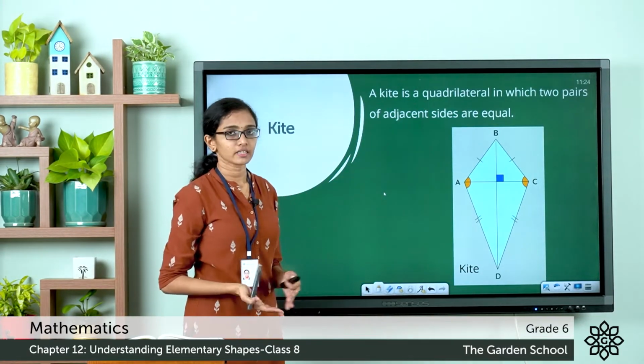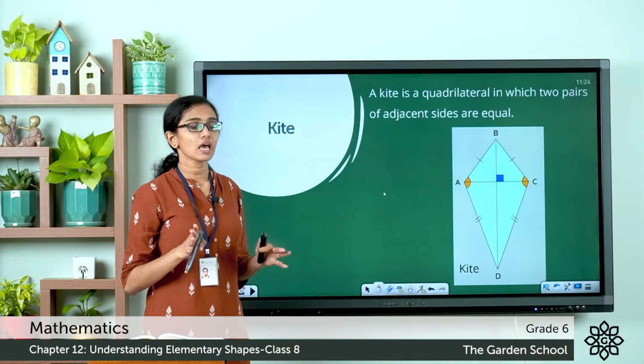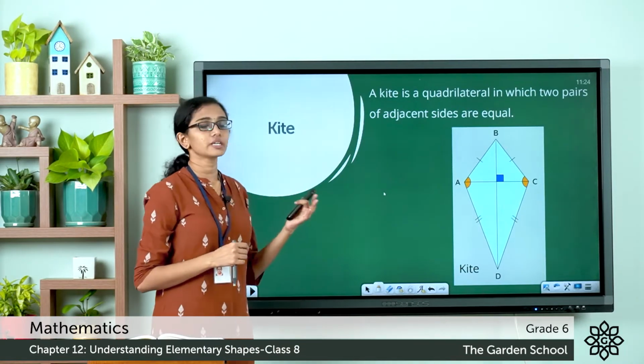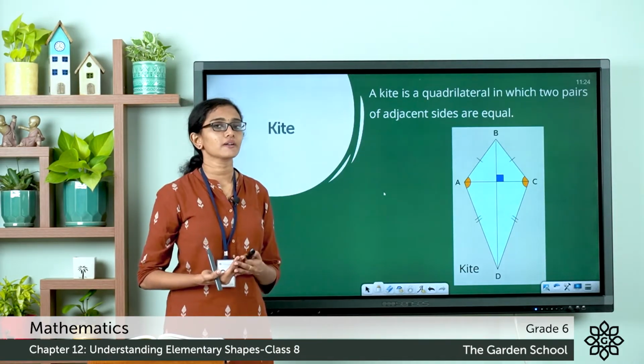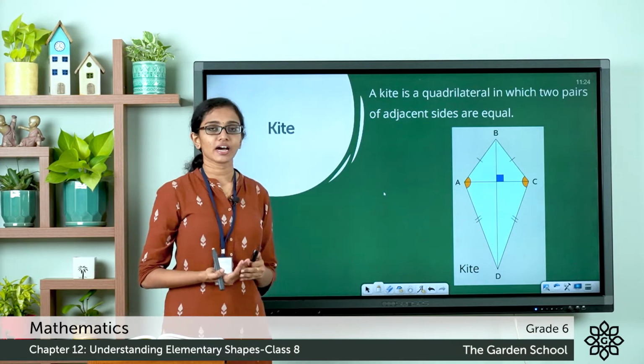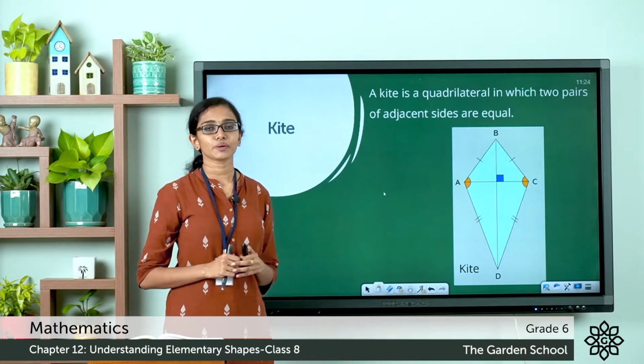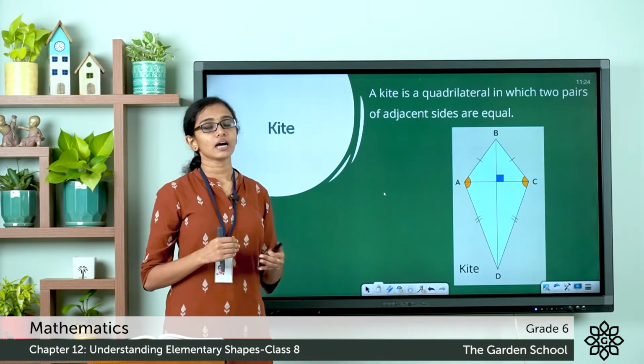So what is a kite? You can say a kite is a quadrilateral in which two pairs of adjacent sides are equal. Now what about the diagonals? The diagonals of a kite intersect each other at right angles. So that's about a kite.